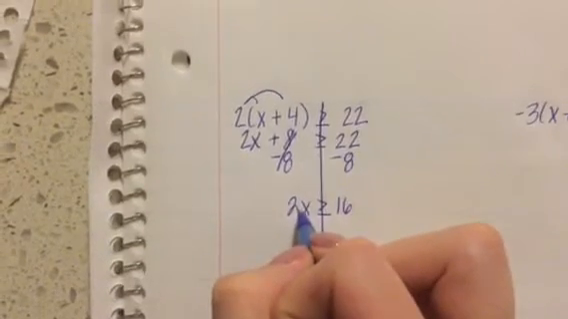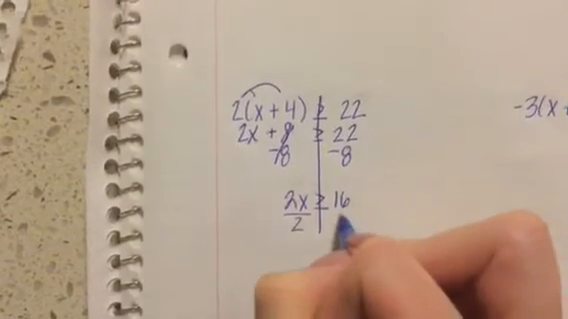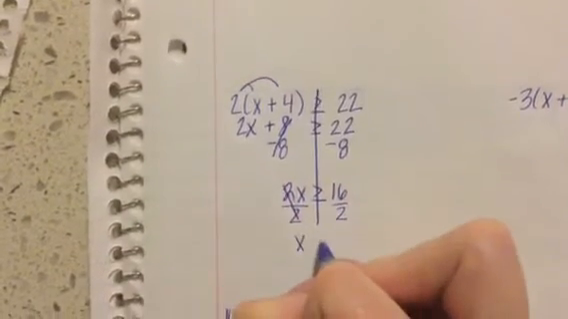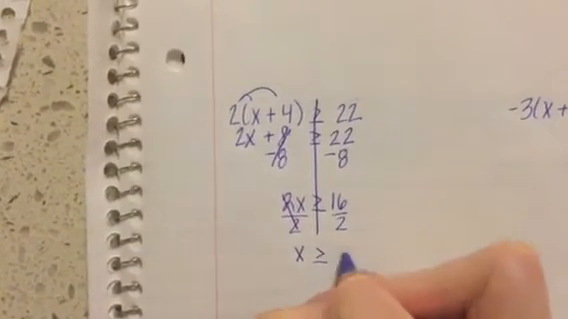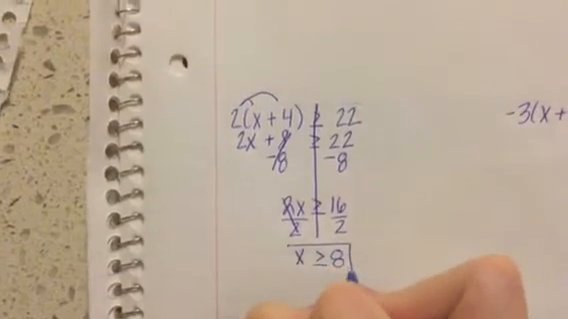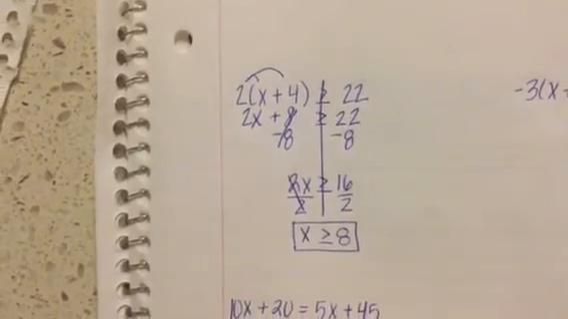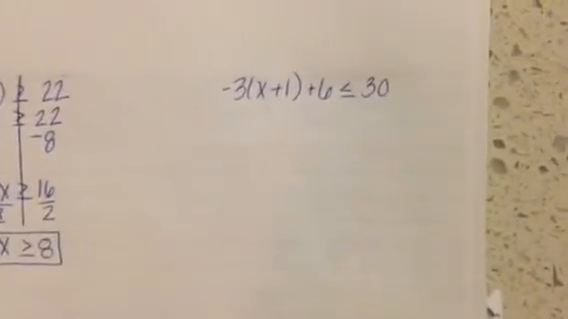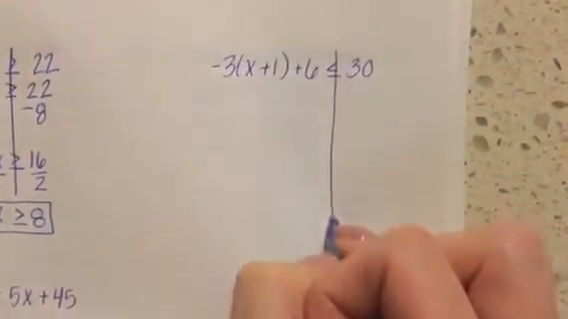Now, in order to get rid of a times 2, I divide both by 2. And I'm left with x is greater than or equal to 8. And that is my final answer. Let's look at a different example. This one only has one extra step.